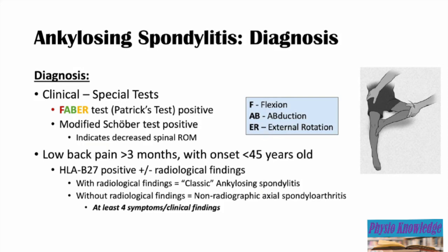So again, we want to look at how long they've had inflammatory back pain. It has to be at least 3 months with an onset less than 45 years of age. HLA-B27 positive. If they have radiological findings, that's classic ankylosing spondylitis. Without radiological findings, we have to do a bit more work. It's non-radiographic axial spondyloarthritis. If we have at least 4 symptoms or 4 clinical findings we talked about before, that's ankylosing spondylitis again. Again, it's not clear cut because some individuals with ankylosing spondylitis don't have HLA-B27 positive, so it's a mix of all of these things that help us make the diagnosis.